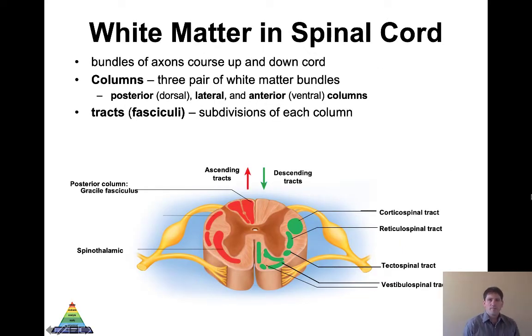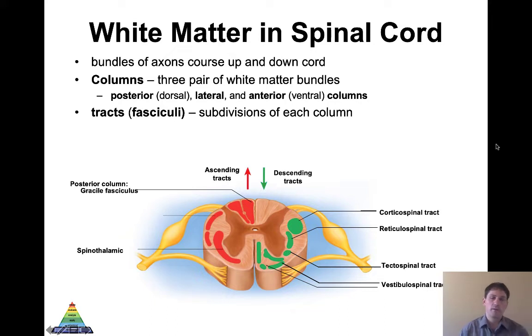Now, if we look at that white matter, we can see that we have those columns we talked about earlier. And in red here, you'll notice that we have our ascending tracts, which are carrying information up, and we have our descending tracts, which are bringing information back down and out. So these axons are kind of bundled together, and they transmit information up and down these tracts. So we have that posterior column, lateral column, and our anterior column here.